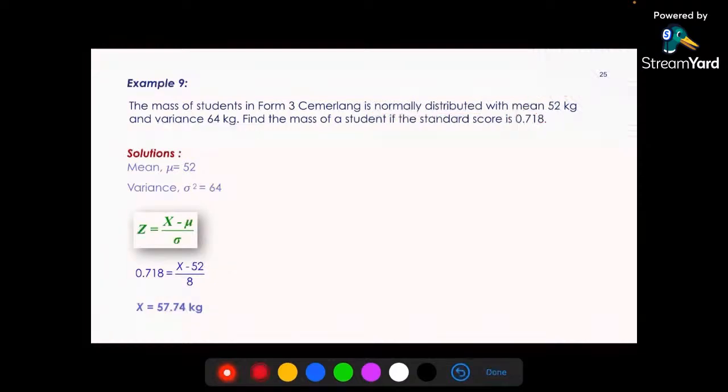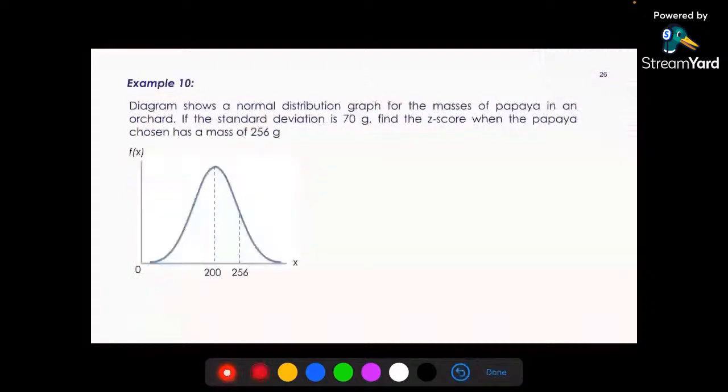Example 10. Diagram shows the normal distribution graph for masses of papaya in an orchard. If the standard deviation is 70, find the z-score of the papaya chosen body mass dia adalah 256. So you are given this graph dia ni tak standard normal lagi, dia graph normal tapi dia tak standard normal.